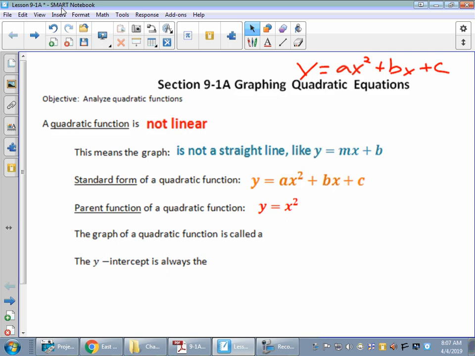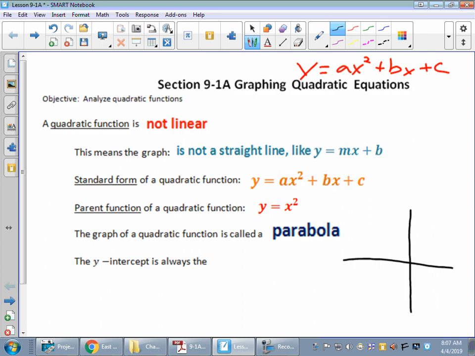The graph of a quadratic function is called a parabola. That's the type of shape it looks like. So if we were to graph just a quick sketch here on the x-y axis, a parabola would look something like this. It's a U-shaped graph with a curve there. It could also go the other way. In this example, it's opening upwards. It could also open downwards. And as you get further in math, they open sideways, left and right as well.